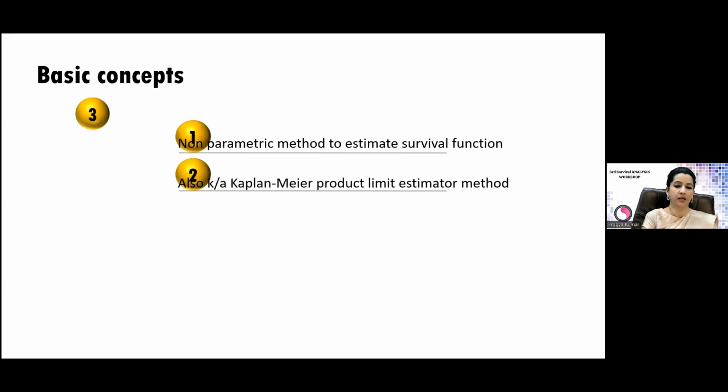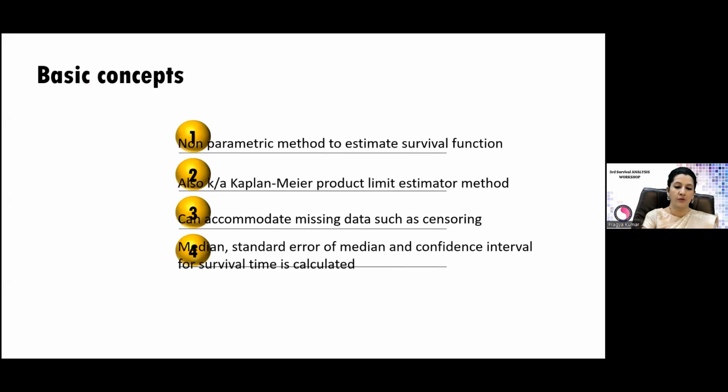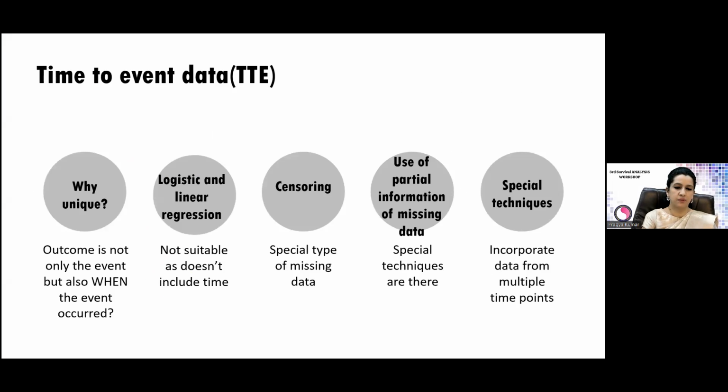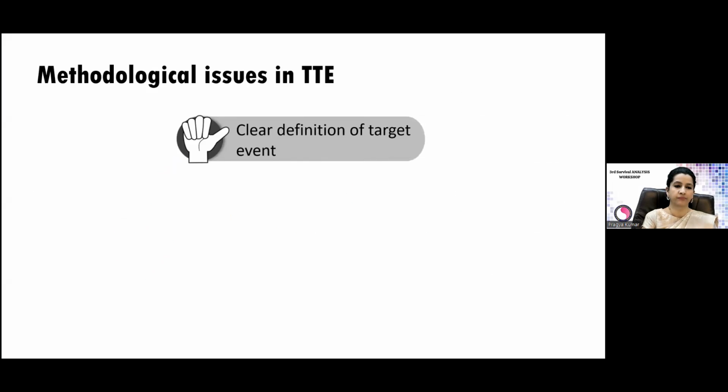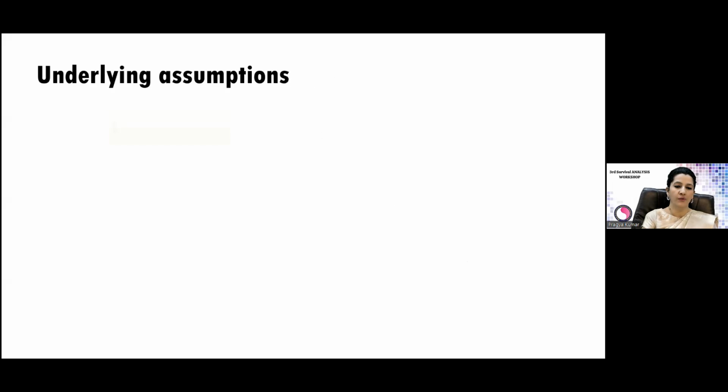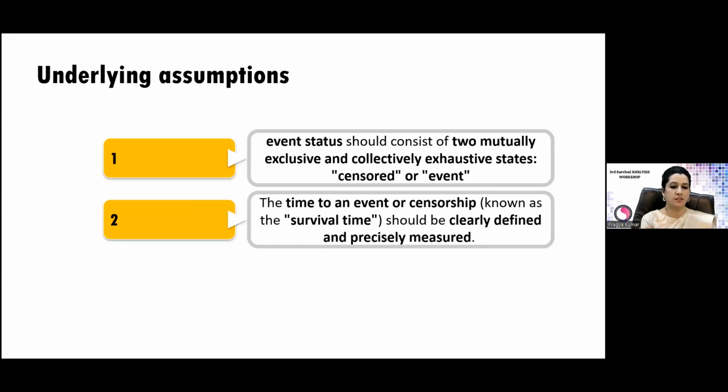Then we have seen the assumptions. It can accommodate the missing data, and censoring, this we have seen. So now I'll go with the assumptions. If I have to explain again, you all know that here every event you have to define whether that is a censored event or that event has happened. And then time to that event is known as the survival time. And it should be clearly defined, and it should be precisely measured.